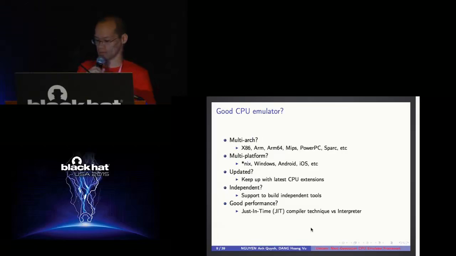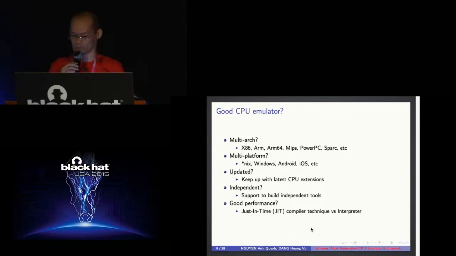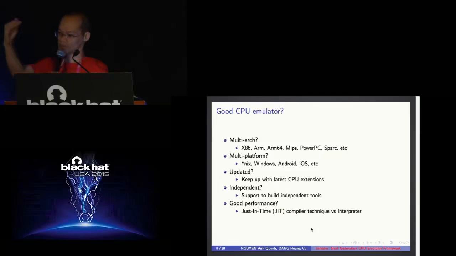So actually, there are two kinds of ways to build an emulator. The first one, easy, is an interpreter. An interpreter works this way. Whenever you see one instruction, it decodes it, and after that, it calls some function linked with that instruction. Next time you see that instruction again, it calls that function again. So each instruction has one function, right? So it's easy to build an interpreter, but it's slow.